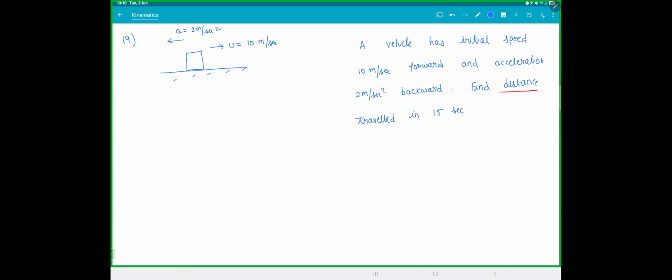No, Arya, that is wrong. Siddesh, right. In the formula, S is ut plus half at square. S is not distance, S is displacement. So there are 2 answers. There is only one answer. Distance in 15 seconds, huh? You can't have 2 answers.